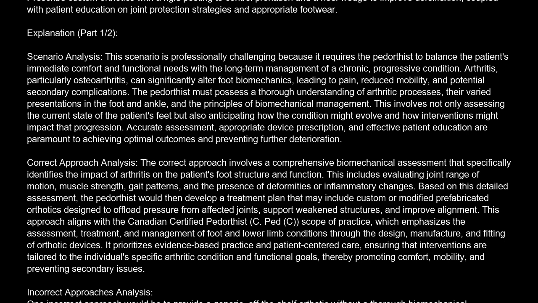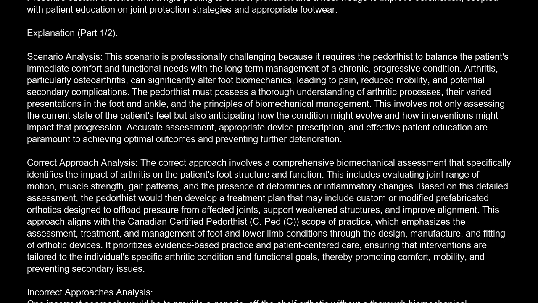Correct approach analysis. The correct approach involves a comprehensive biomechanical assessment that specifically identifies the impact of arthritis on the patient's foot structure and function. This includes evaluating joint range of motion, muscle strength, gait patterns, and the presence of deformities or inflammatory changes. Based on this detailed assessment, the pedorthist would then develop a treatment plan that may include custom or modified prefabricated orthotics designed to offload pressure from affected joints, support weakened structures, and improve alignment.